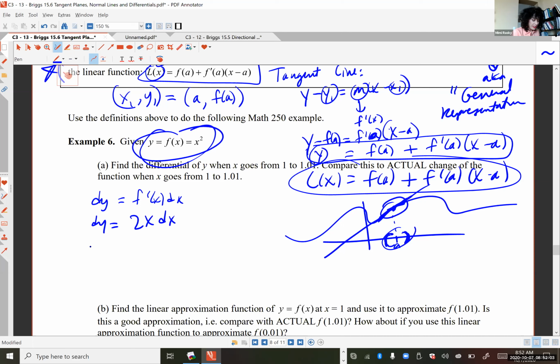And then when we're finding the differential as x goes from 1 to 1.01, we're going to plug in the value for x. Now here's the question. Let's see if you guys remember your Math 250. Do I plug in the starting point 1, or do I plug in the ending point 1.01, or does it matter?